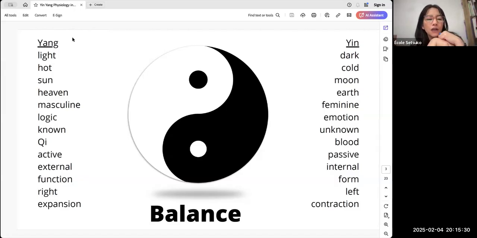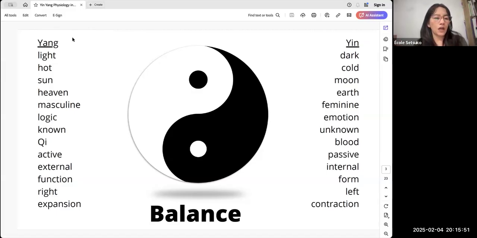Okay, another thing we might see is expansion and contraction. Okay, so take the breath, for example. When we inhale, we expand, and when we exhale, we contract or soften. Okay, so we can feel that in our abdomen as it expands and contracts.